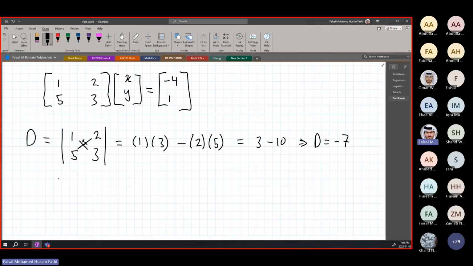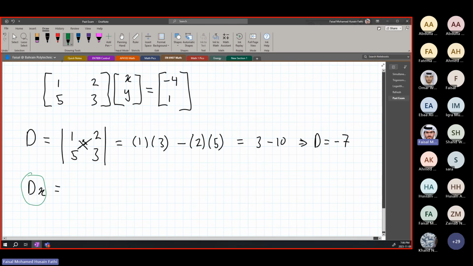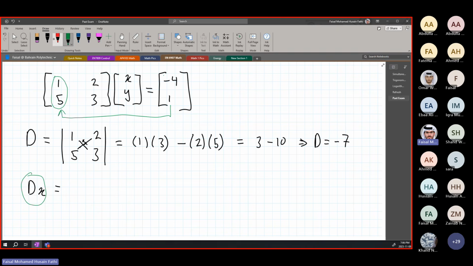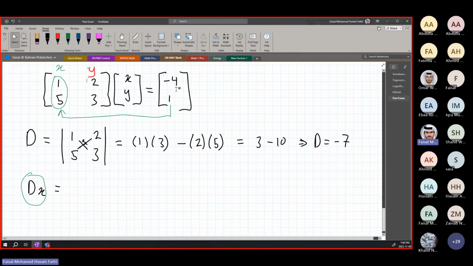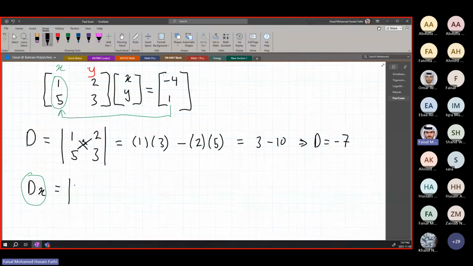Now we want to find dx. What was dx, if you remember? For dx, instead of the x column we put the solution. The solution will go in its place, because don't forget this is x and this is your y. Right? From the top here we have y and here we have x. So for dx we replace the solution only in the first column. If we replace it with minus 4 and 1 in this column, the y column stays the same, 2 and 3.